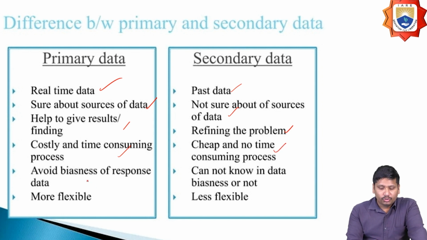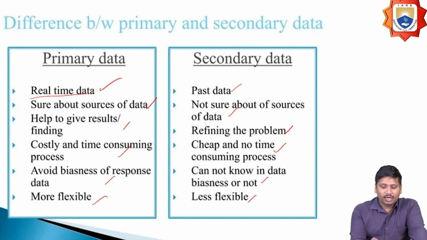Primary data also avoids some of the bias of the response data, whereas with secondary data we can't know whether there is data bias or not. Primary data is more flexible and secondary data is less flexible. So these are the differences that I can make between the primary and the secondary.